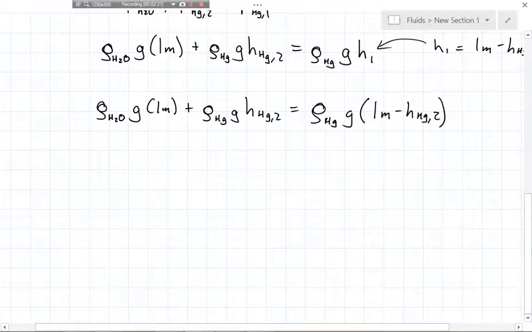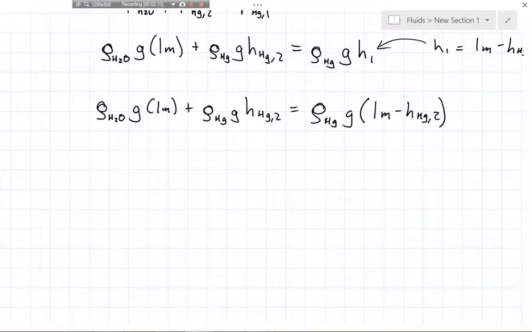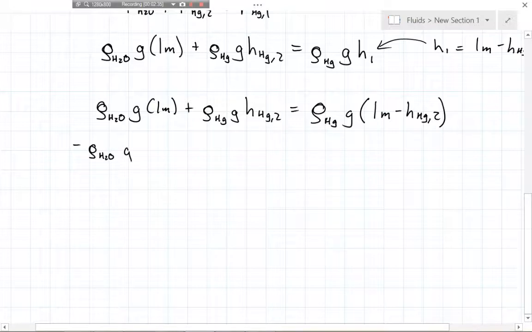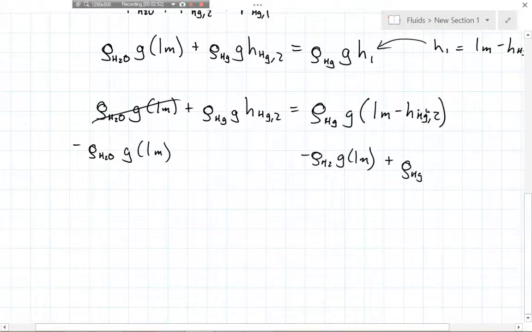So I want to take everything that has the height of the mercury in container 2 and move it to one side of the equal sign, and take everything else and move it to the other side. To do this, I'm going to subtract this so that I move this over to the right side. That removes this from the left side of the equation, and then I need to get this term over to the right side. So I need to add to both sides the density of mercury times G times the height of the mercury in container 2.